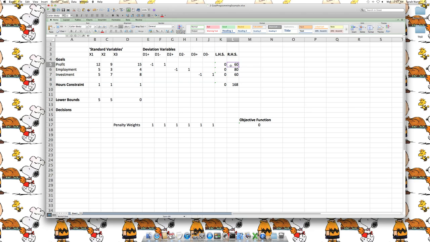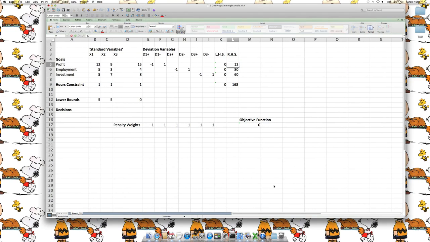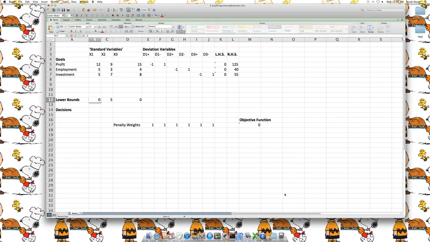I now need to change my right-hand side. So right-hand side, I had 125, 40, and 55. So 125, 40, and 55. Here, for the example he went over in class, there was a constraint that said, I think it had to be less than or equal to 168. We don't have this constraint, so I'm going to delete this row. We do have lower bounds, so these decisions here all have to be greater than or equal to 0. So I'm just going to put a lower bound here of 0 for all of these variables.